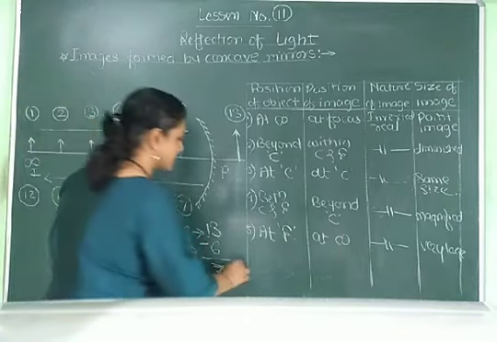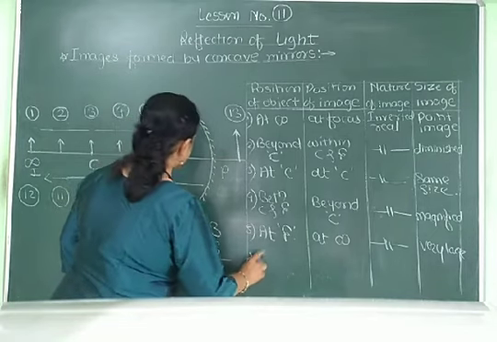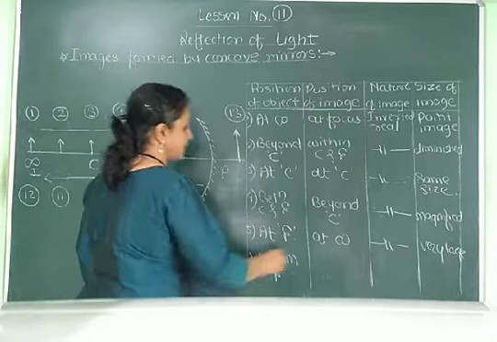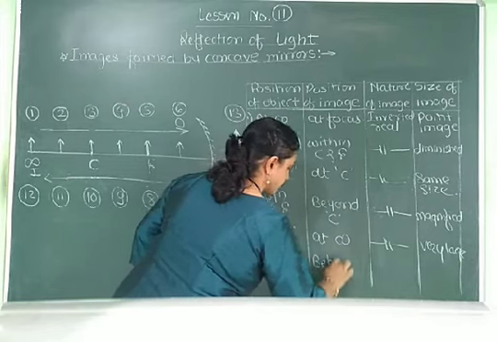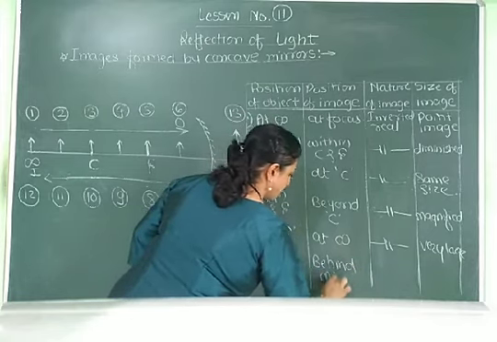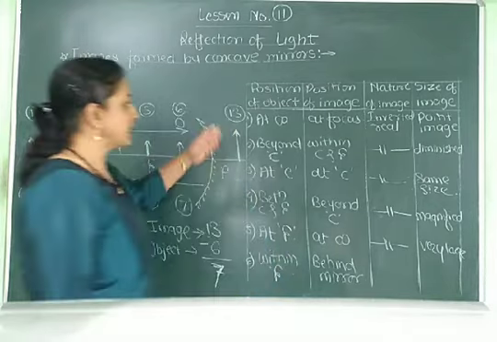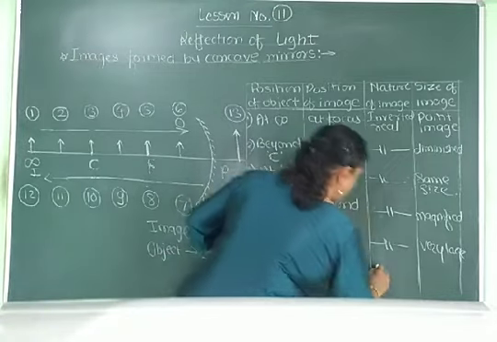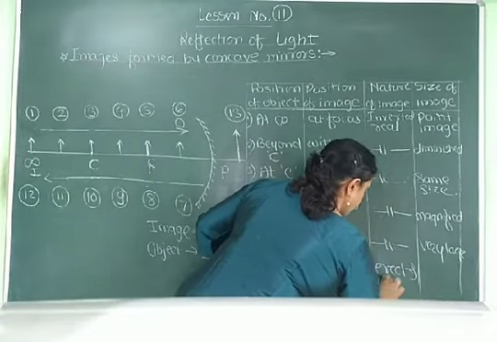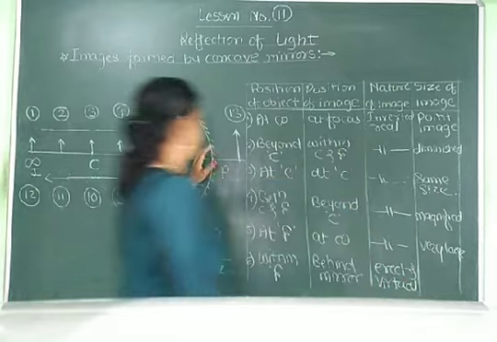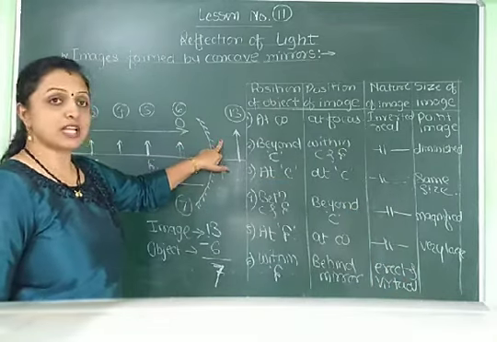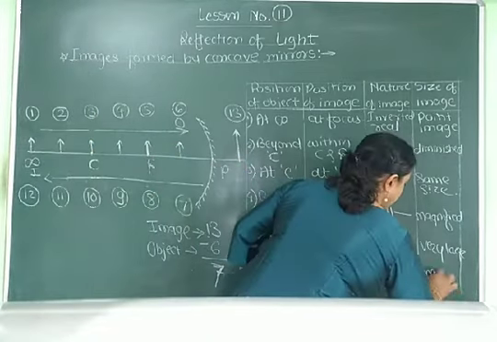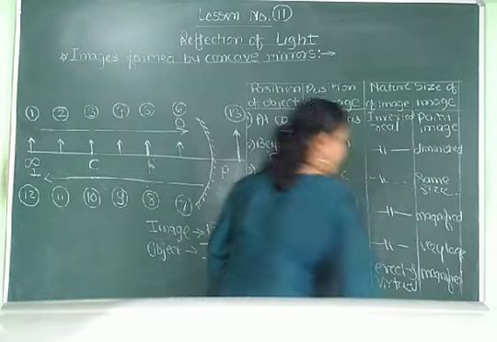So let us write this number 6. If we place the object within focus, then we get its image behind the mirror. Now what is the nature of the image? You can see in that second diagram that the image is erect and virtual. And what is the size of the image? That is magnified, larger than the object. You can write magnified image.